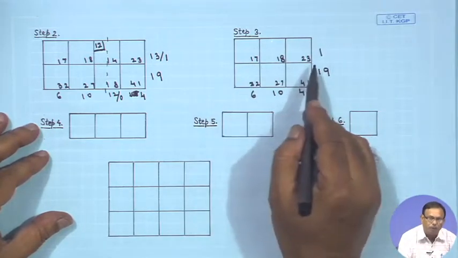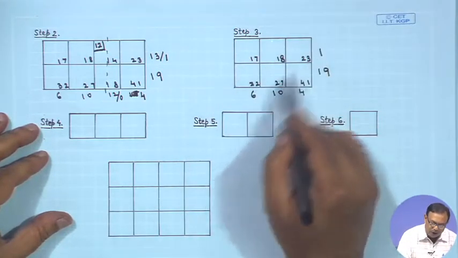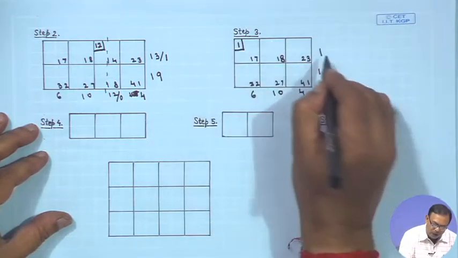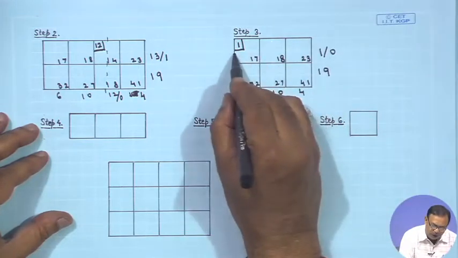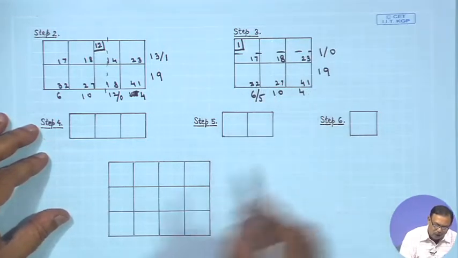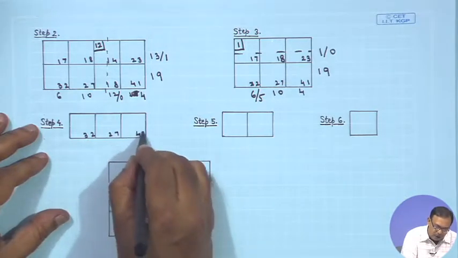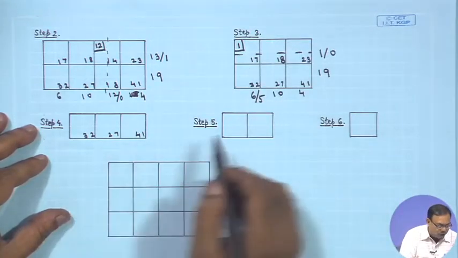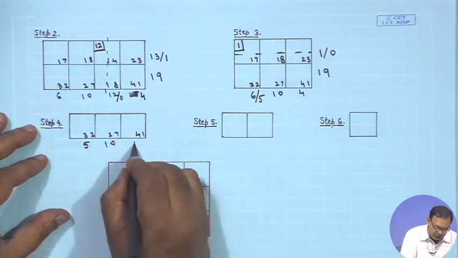Again repeat the process. The minimum is on this cell, and the minimum of a i comma b j is 1, so I can allocate 1 over here. So, this becomes 0. Remove this row again. Once I remove this, I will have only 32, 27 and 41. Once I have allocated here, it will be 5, 10 and 4.